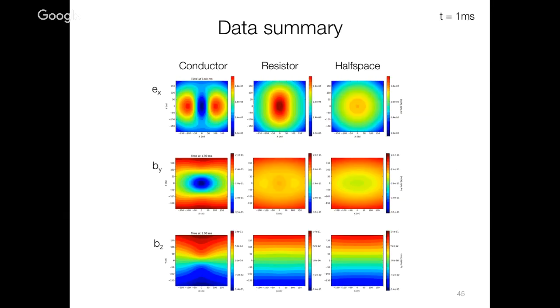So in summary, this is what we have. Here is our half space. If we put a conductor in it, no problem: Ex, By, Bz. If I put a resistor: Ex, By, Bz. So I might as well just, first order, measure the electric field.